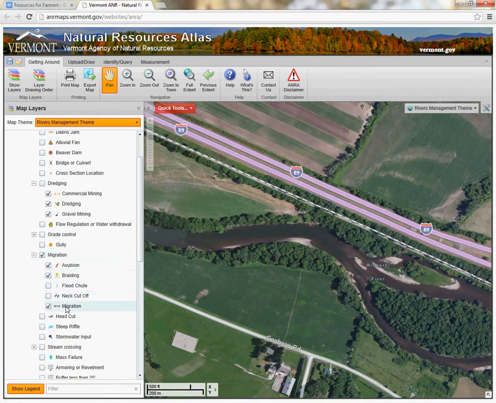Finally, migration shows where the river has wandered, moving towards one bank or the other. This also shows instability of the path of the river. This shows us the dynamic aspect of rivers.